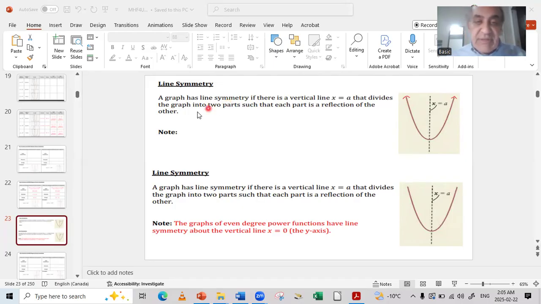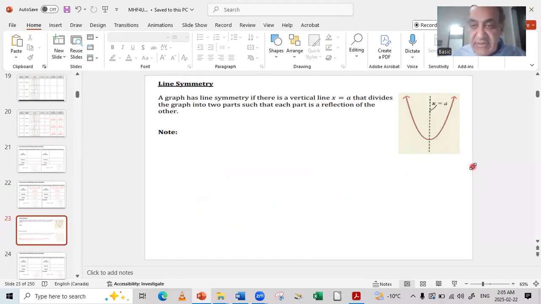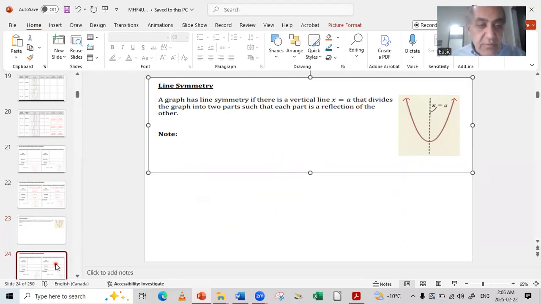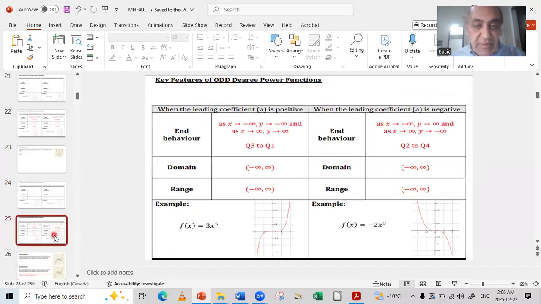So we have line symmetry. A graph has line symmetry if there is a vertical line, x equals a, that divides the graph into two parts, such that each part is a reflection of the other. I'm repeating the same sentence, I'm sorry about that. Here we go. And this is another example for us.